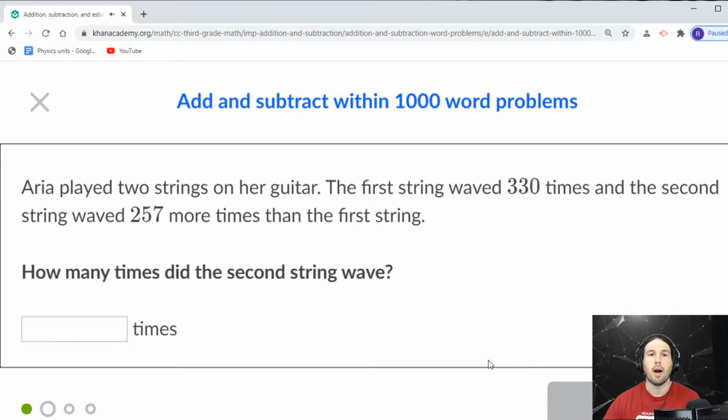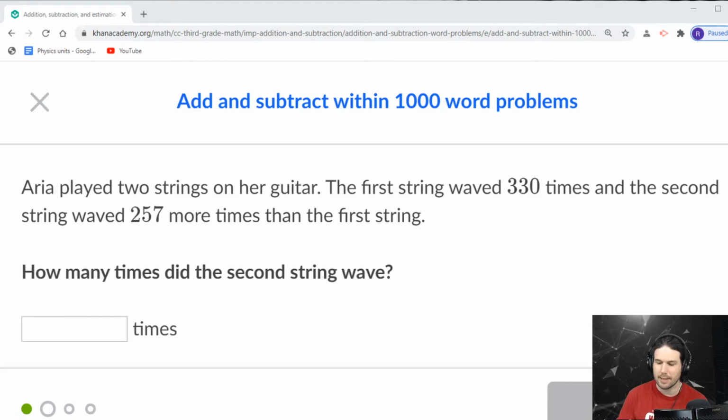Very good. Aria played 2 strings on her guitar. The first string waved 330 times, so the strings go back and forth really fast. That's how guitar strings work. And the other one waved 257 more times than the first string. And I love this is serendipitous because again, we have this word more, but because the word more is given in our information and not in the question, we're not asked how many more, we are told how many more and asked to find a new total, right?